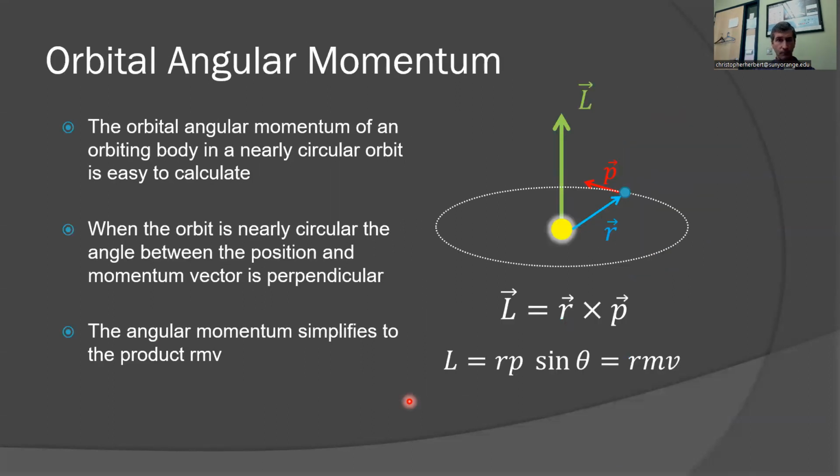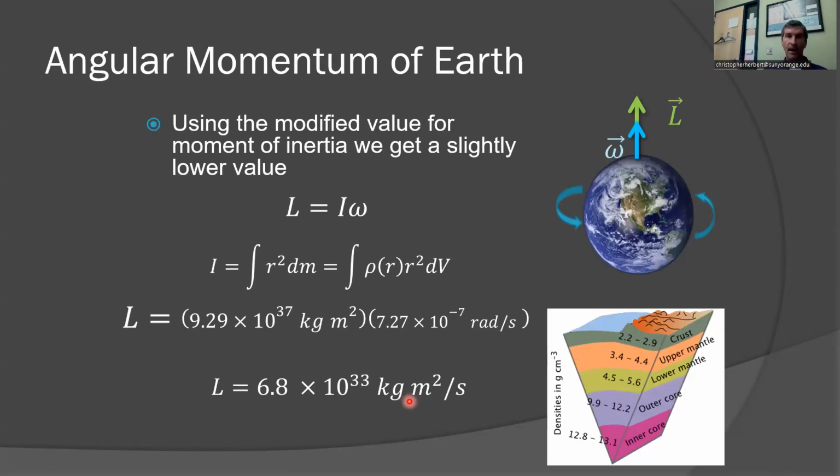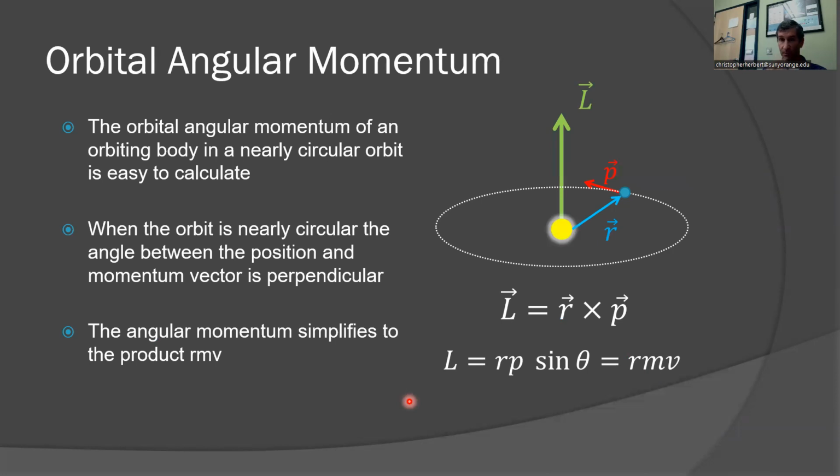Okay, orbital angular momentum. So the Earth has angular momentum due to its spin. It spins on its axis. It'll have angular momentum associated with just being on its axis. But we also have to remember that as the Earth orbits the sun, there is an angular momentum associated with that orbit. This is going to be L equals r cross p.